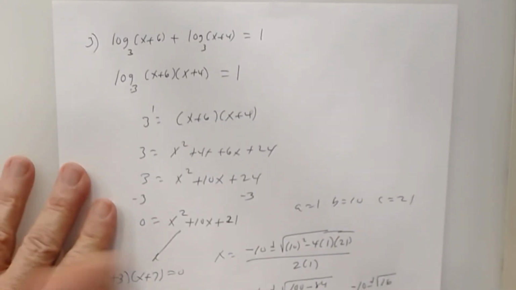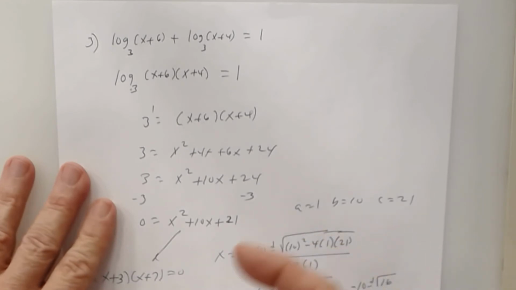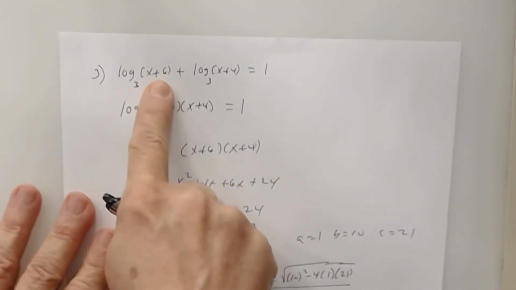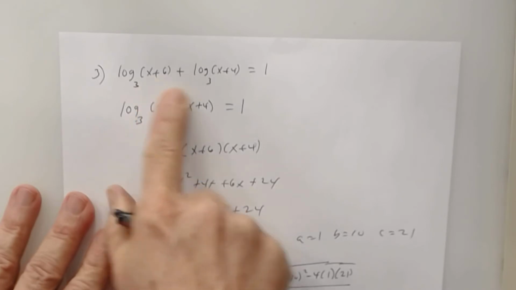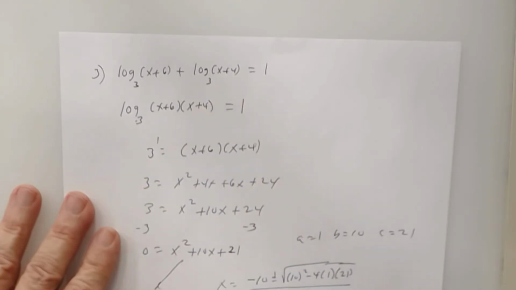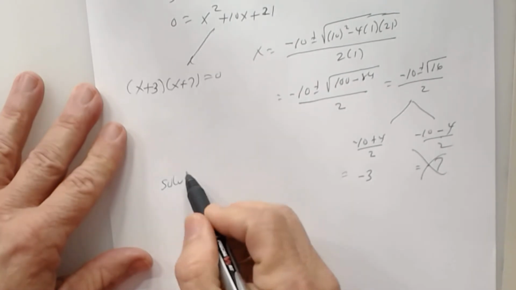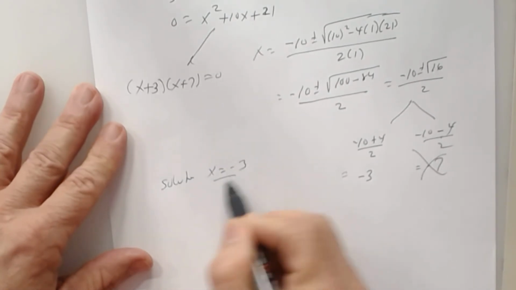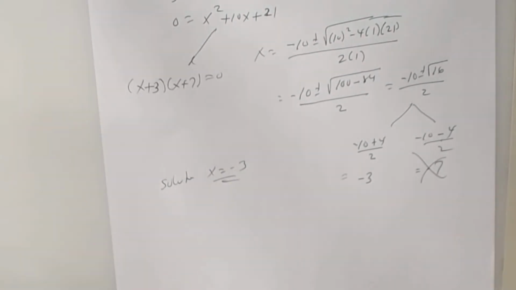Now let's check negative 3. All you got to do is make sure that your argument is still what kind of number? Positive. What's negative 3 plus 6? 3. So I'm fine. You got to check all of them. What's negative 3 plus 4? 1. So I'm good. We're done. So the only solution is what? x equals negative 3. That's your only solution.